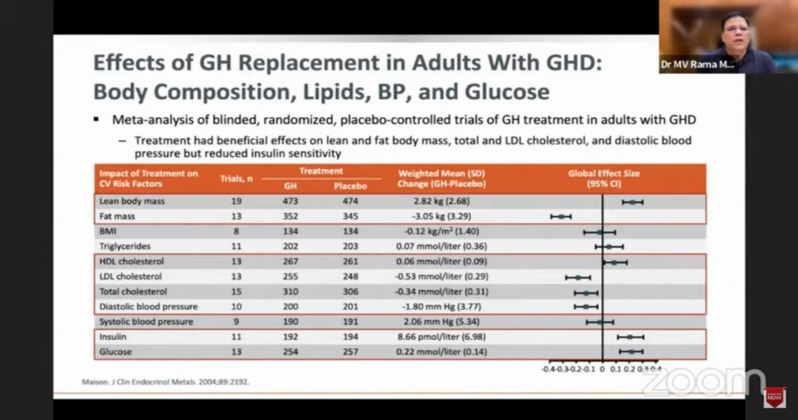So what are the effects of growth hormone replacement in adults? You can see in this graph, from a study in JCM, that there is a positive effect on fat mass distribution, and also on HDL cholesterol, LDL cholesterol, total cholesterol, and diastolic blood pressure. And there are some bad effects on insulin and glucose.